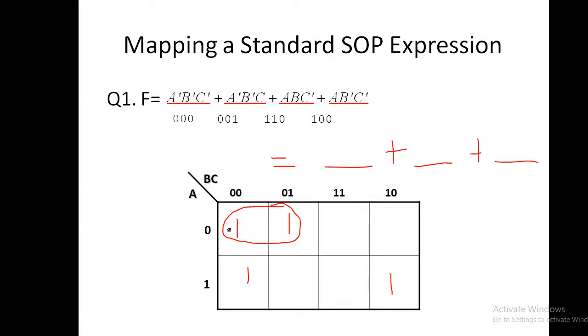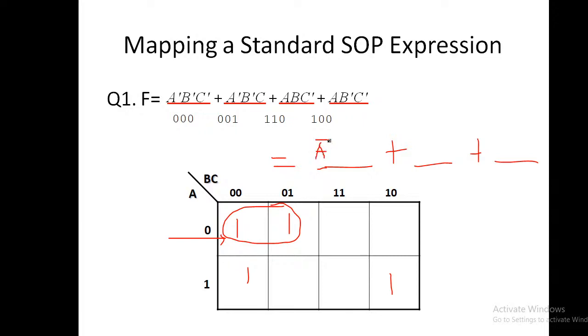Write the horizontal part: these 2 ones are situated in the same row, this row, right? And for these 2 you have to write what is common. The two ones are residing in the same row. So what is common in the two ones? What is the horizontal part common? 0. That is a bar. 0 means a bar I can write.